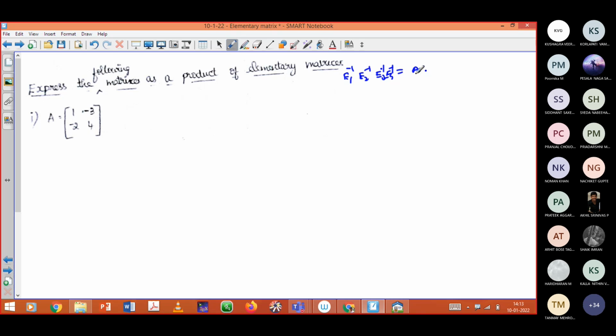That is what the theorem says. If you want to refer to it, you can refer to that book. You can get the idea.